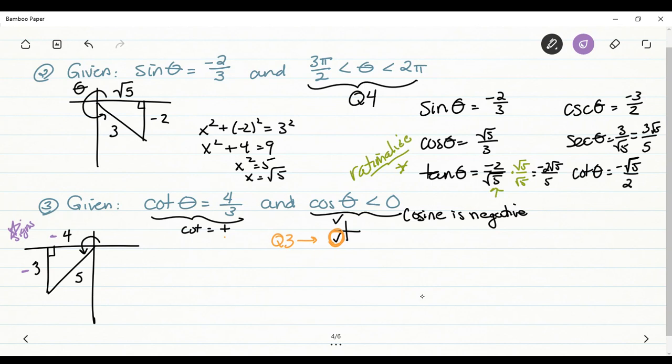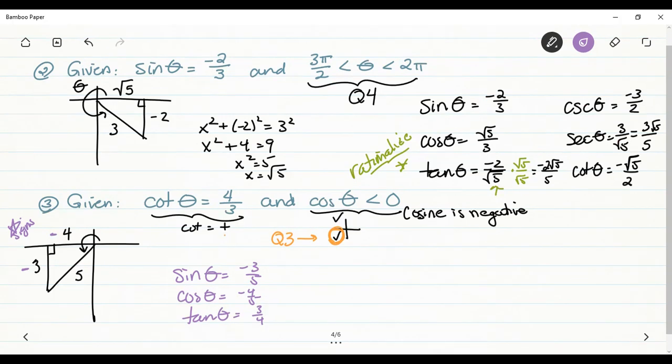All right, so let's go through our list. We have our labeled triangle. We can now find the sine of theta is negative 3/5. Cosine of theta is negative 4/5. And tangent theta is 3/4. Our cosecant theta is equal to, flip these fractions, negative 5/3. Secant theta is now negative 5/4, and cotangent theta is 4/3. And you've completed another 6 trig functions based on slightly different information.